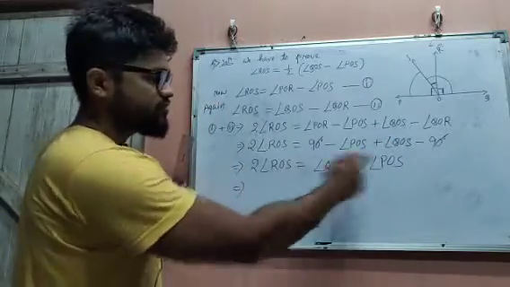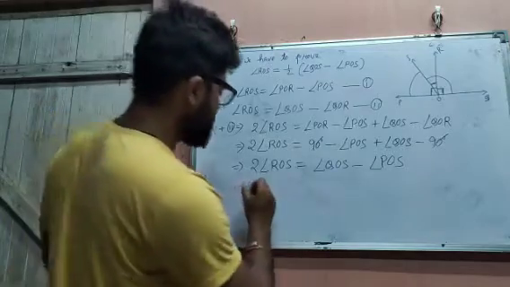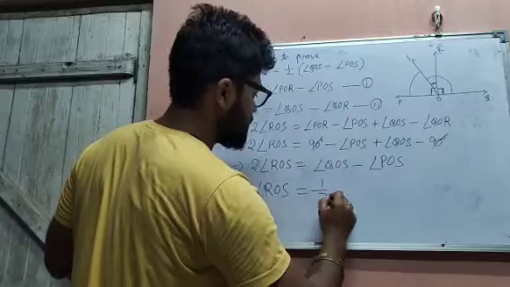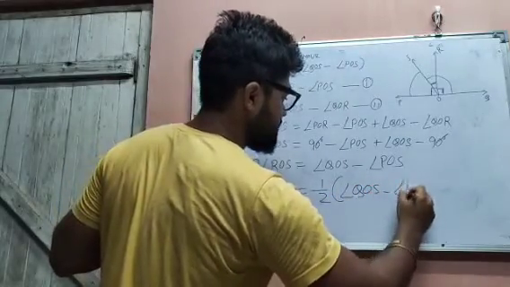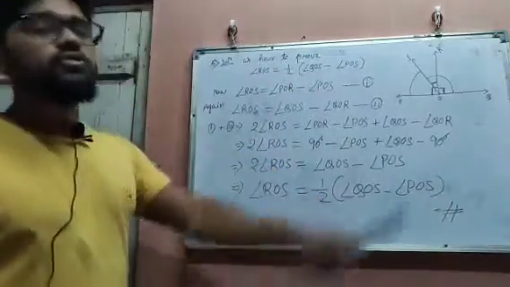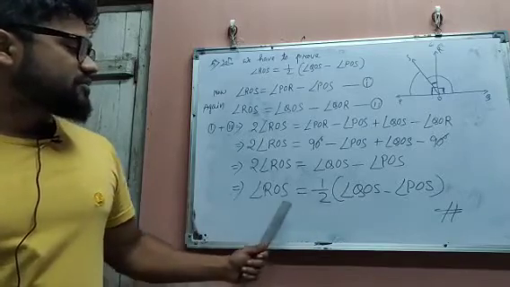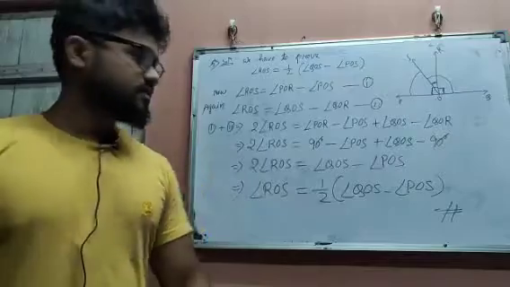Now move this 2 to the right hand side. Here 2 is multiplying, so on this side it becomes divide by 2: 1 by 2 into QOS minus angle POS, which is required to prove. So this is the proof of angle ROS equal to half of angle QOS minus angle POS. Okay.